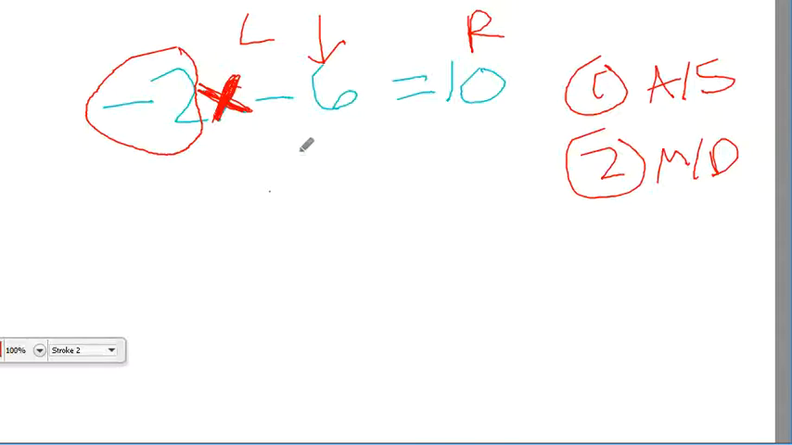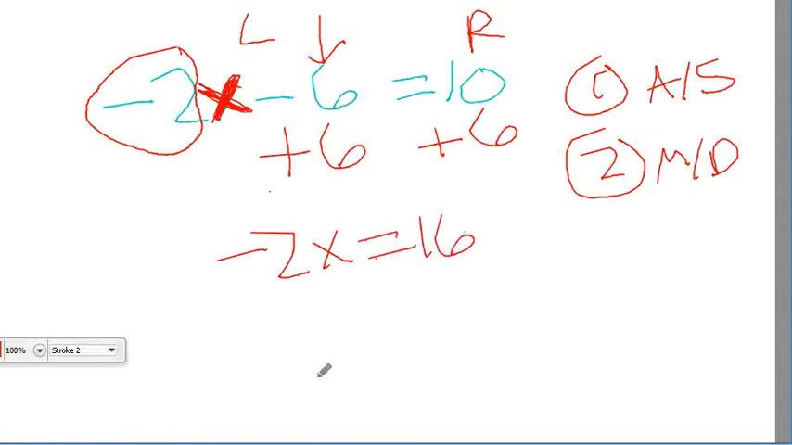To get rid of the subtract 6, we add 6. And if we add 6 to the left side, we have to add 6 to the right side, which leaves us with negative 2 times x equal to 16. From there, to get rid of the multiplication of negative 2, we're going to have to use a division of negative 2. Remember, division is the only way that you can cancel out multiplication.